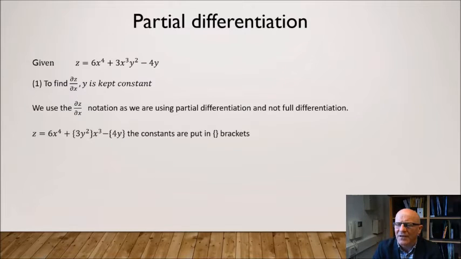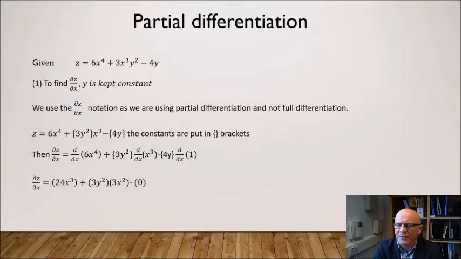z equals 6x to the power 4 plus, now we'll put the constants in curly brackets, {3y squared} x cubed minus {4y}. The constants are put in curly brackets. Then ∂z/∂x equals d(6x to the power 4)/dx plus {3y squared held constant} d(x cubed)/dx minus {4y held constant} d/dx of 1.